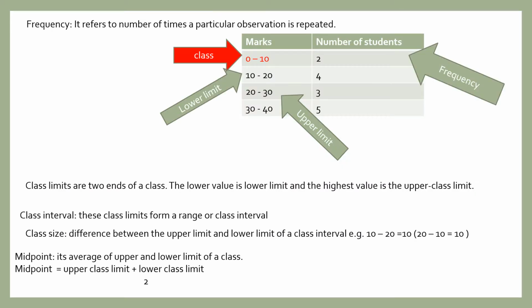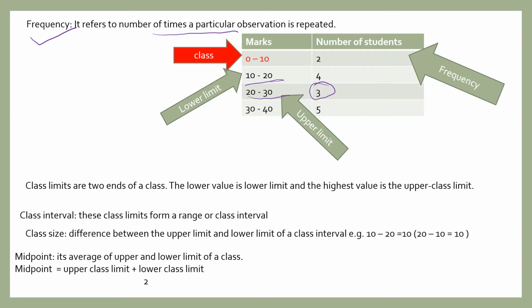To understand frequency distribution, the following items or concepts are very essential. Let us start with the frequency. What do you mean by frequency? It refers to the number of times a particular observation is repeated. That means it is the number of observations corresponding to a particular class. For example, in this table you can see the frequency of the class interval from 20 to 30. There are 3 students who got marks between 20 and 30.